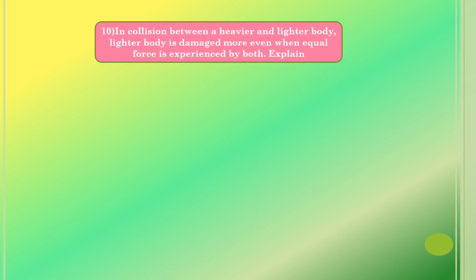Next question. In a collision between a heavier and a lighter body. So there are two types of body. One is heavy and the other one is light. Lighter body is damaged more even when equal force is experienced by both. Why? We know that if there is a collision, right? Even if there is a collision में मतलब both the bodies are going to exert same force. Body 1 भी 2 पे exert करेगा, 2 भी 1 पे करेगा, but it is going to be the same force, but it is going to be in the opposite direction. Even though the forces are same, lighter body is damaged more.